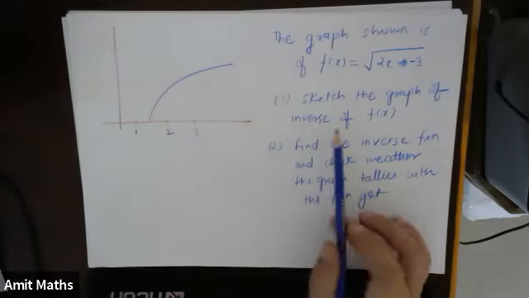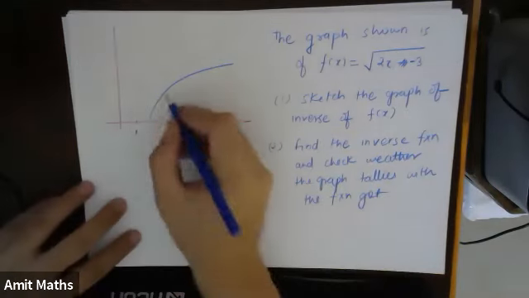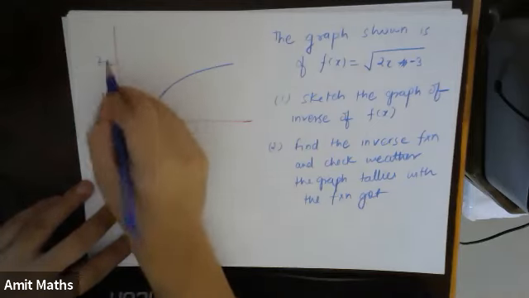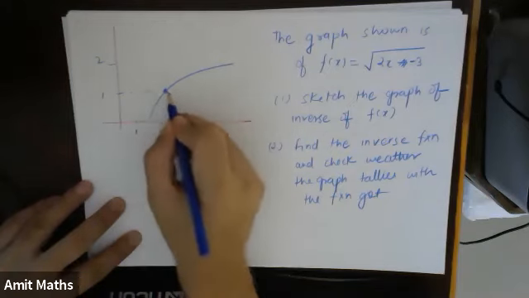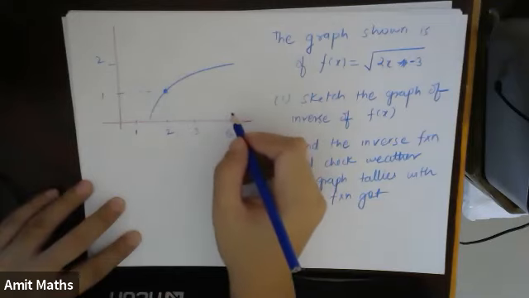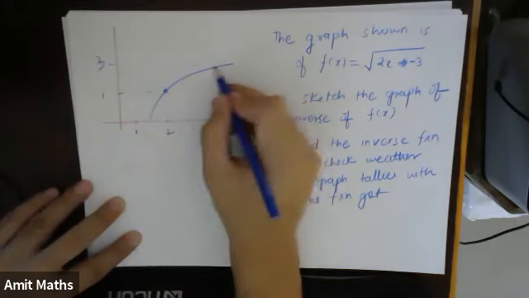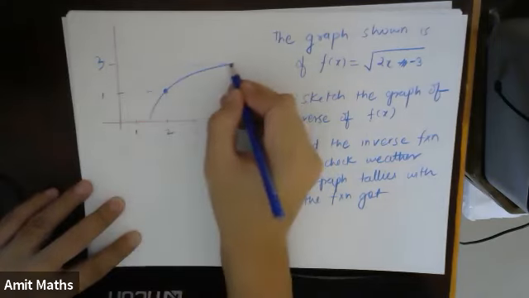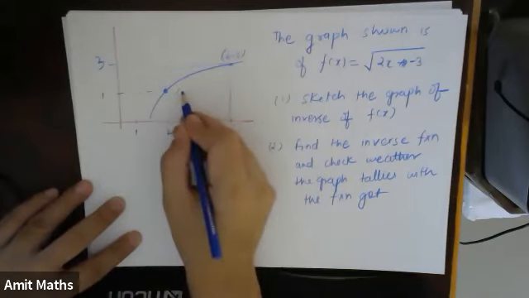You have to draw the graph of the inverse. This is the graph already given. This point is 1, 2, and then we have one more point, 6, 3. They have given us one more point. This point is 6 comma 3, and this point is 2 comma 1.